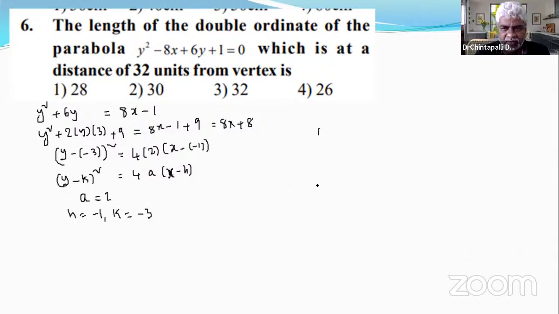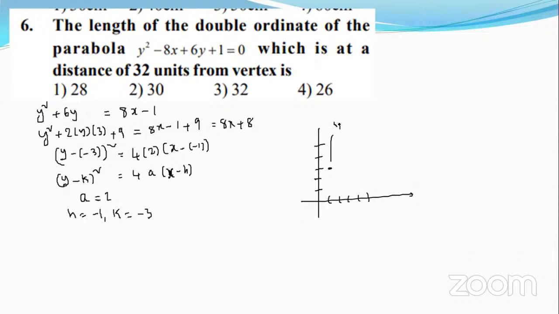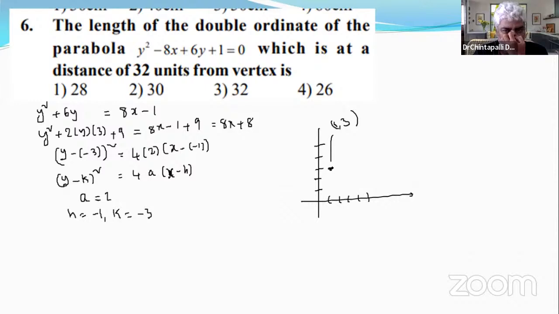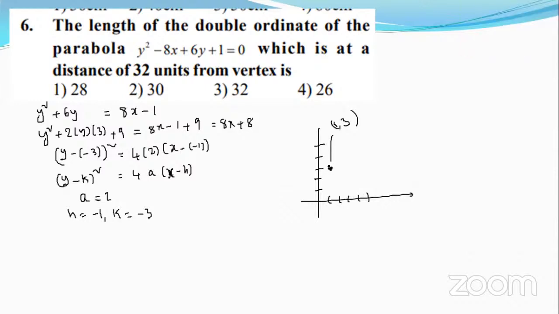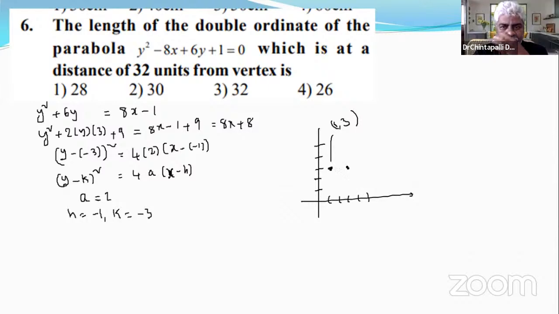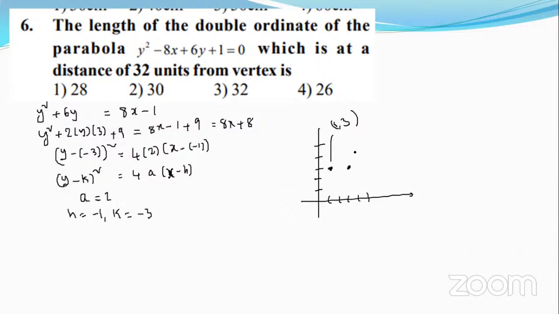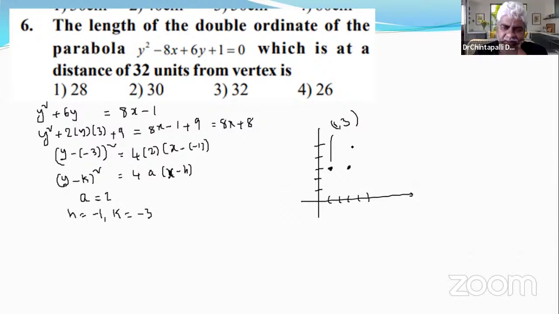And I'm giving you an instruction. What are the coordinates of this point? Coordinates of this point are 1 comma 3, sir. Just what is the point 2 units right side of this point? It is 3 comma 3, right?